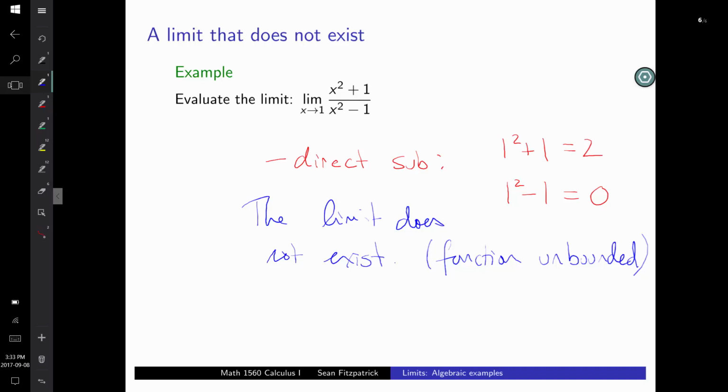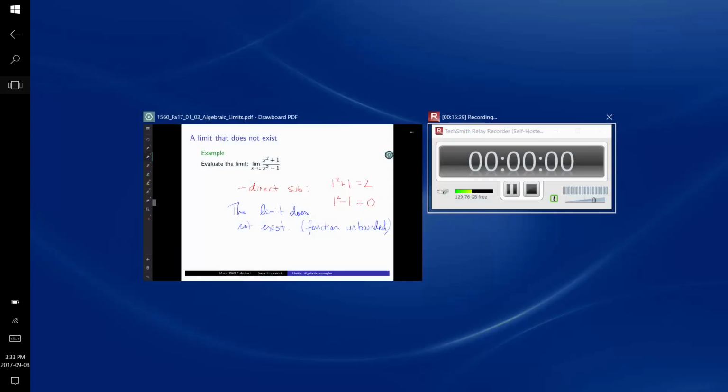Okay, that's it for this one. In the next one, we're going to move on and talk about the squeeze theorem.